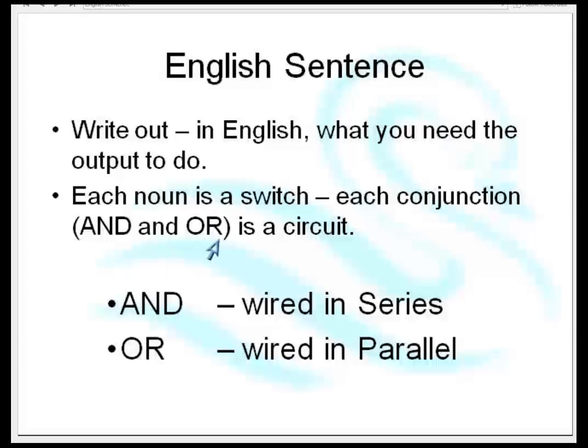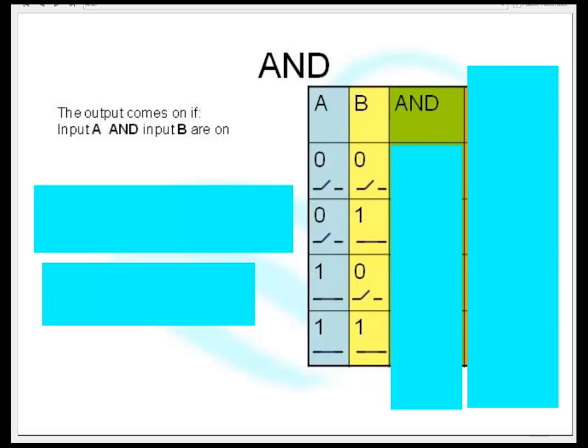Every time you write and or or, that means it's a circuit. Whenever you write and, you wire things in series. Whenever you write or, that means we're going to wire things in parallel. Now let me see if I can show you how this works. We're going to look at some things called truth tables. And truth tables is how we explain how things behave when we wire switches together.